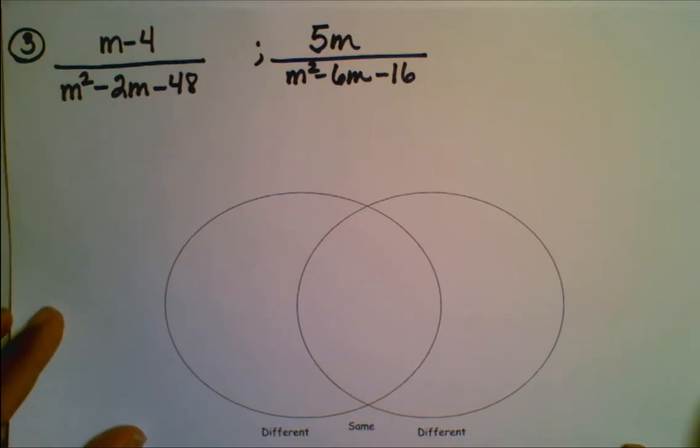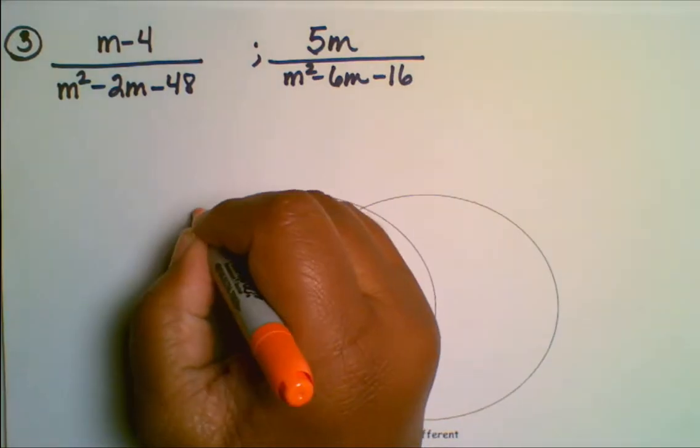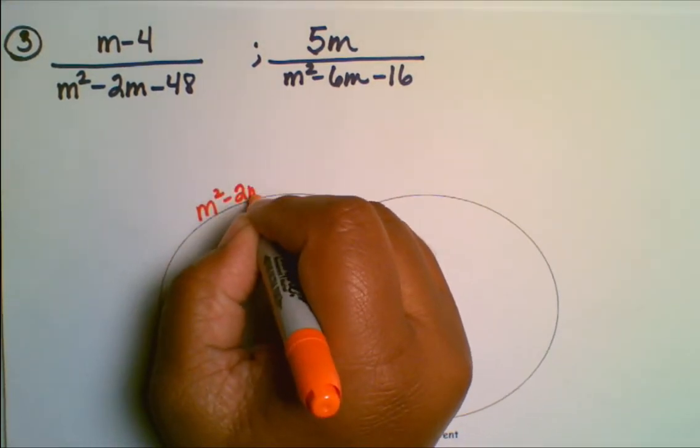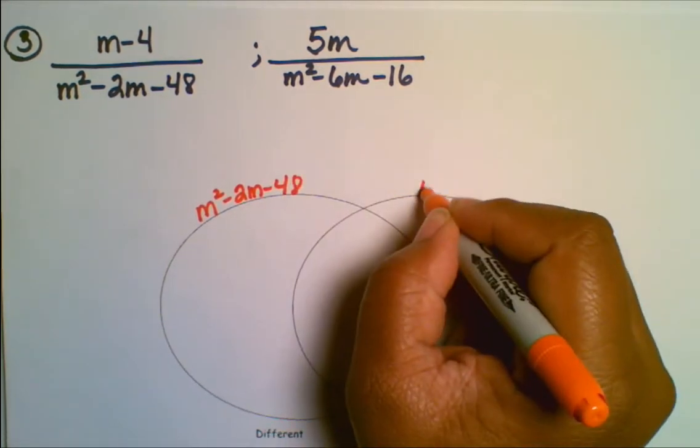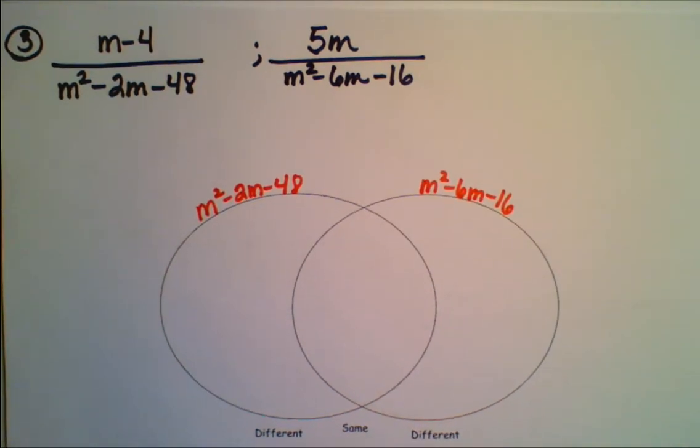Our last example, number 3, we have here m minus 4 over m squared minus 2m minus 48. That's the first fraction. The second fraction, we have 5m over m squared minus 6m minus 16. So we want to find the LCD for those denominators. Before we do that, let's factor the denominators.